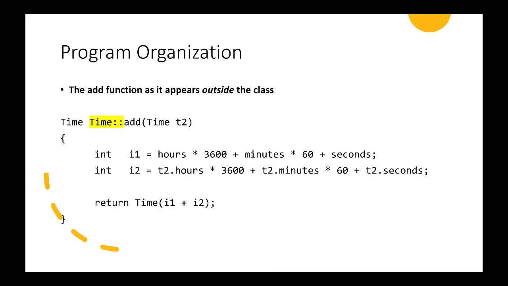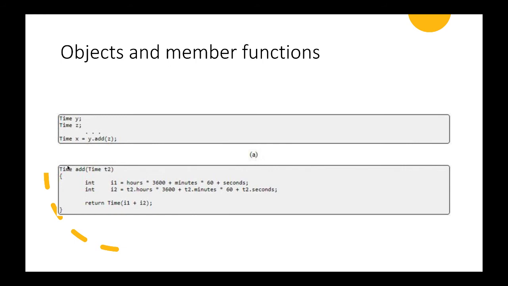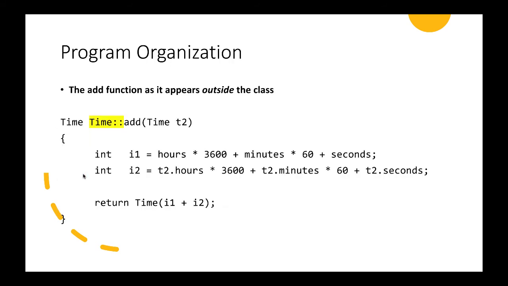The scope operator. So let's talk about program organization. The add function as it appears outside the class. Here we have a function called add. We were just looking at it. Let's look at it again over here. It has a return type of Time, which is the class it's coming from, and it has a parameter of a Time object, and it's named add.